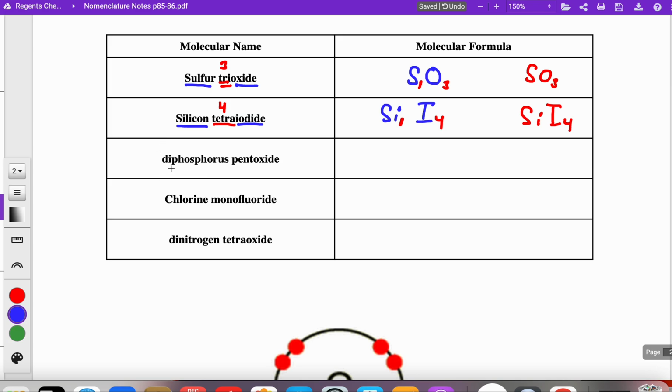My next substance is diphosphorus pentoxide, so I see the name phosphorus, and according to table S, it uses a P. I see oxide, which refers to oxygen, which is an O. In front of the phosphorus this time, I see a di, which means 2, so phosphorus's subscript is 2. And in front of the oxygen, I see pent, which means 5. So my final formula is P2O5.